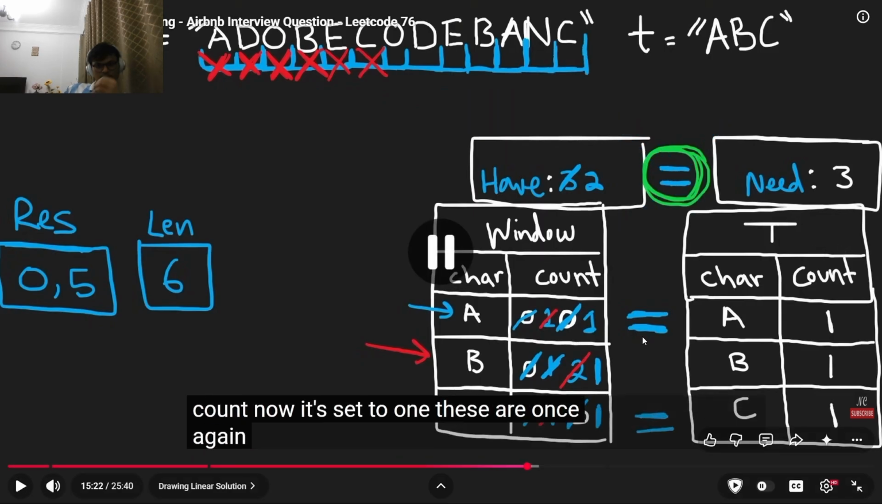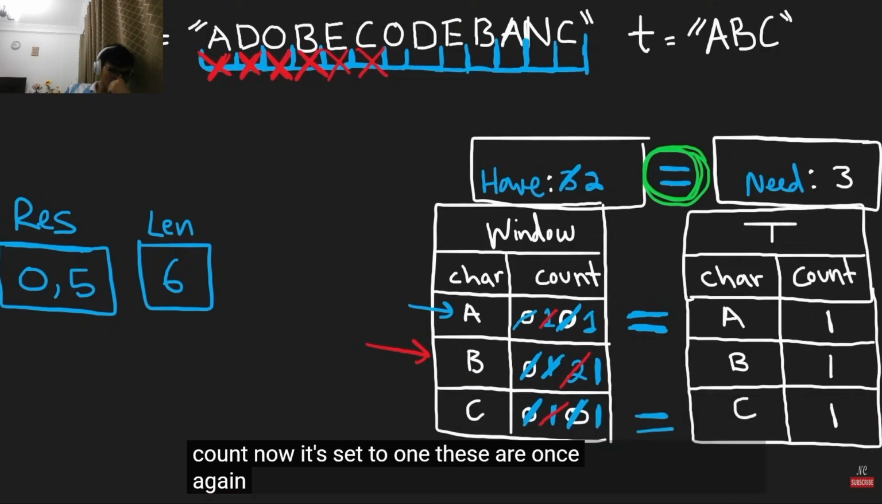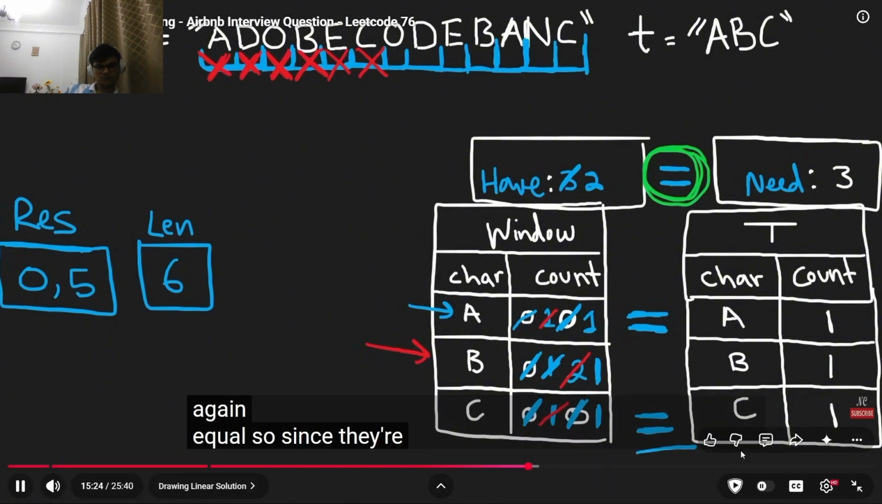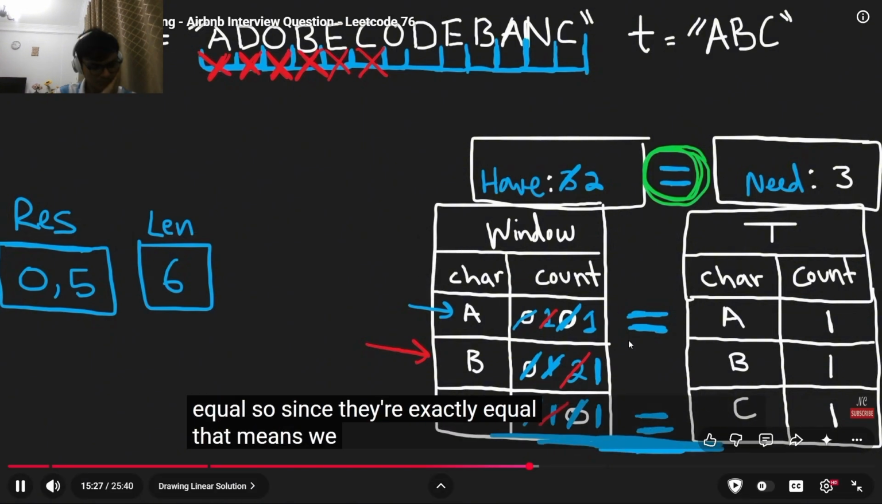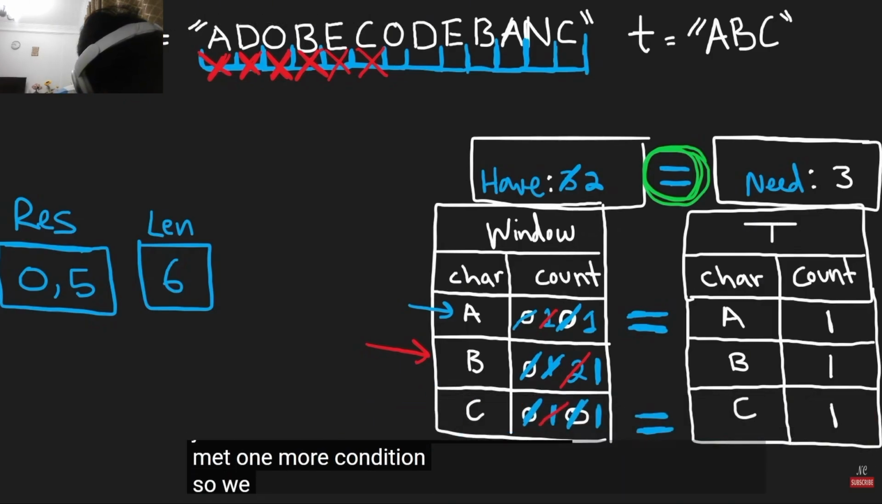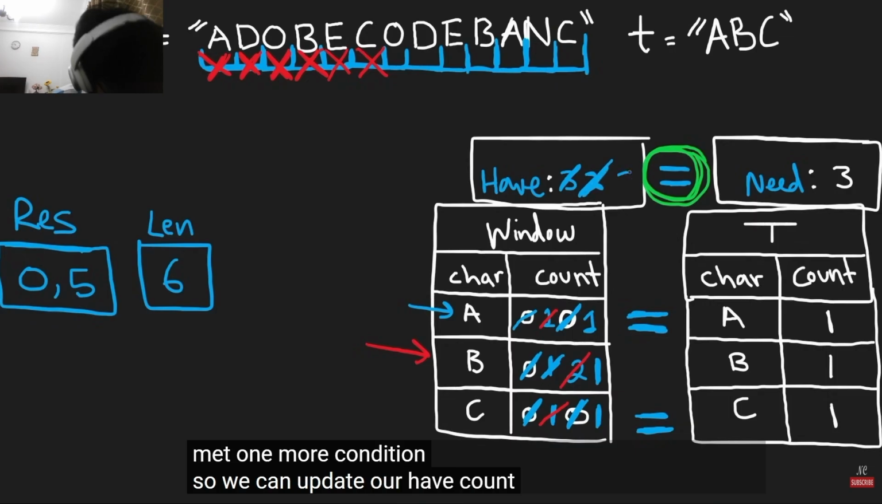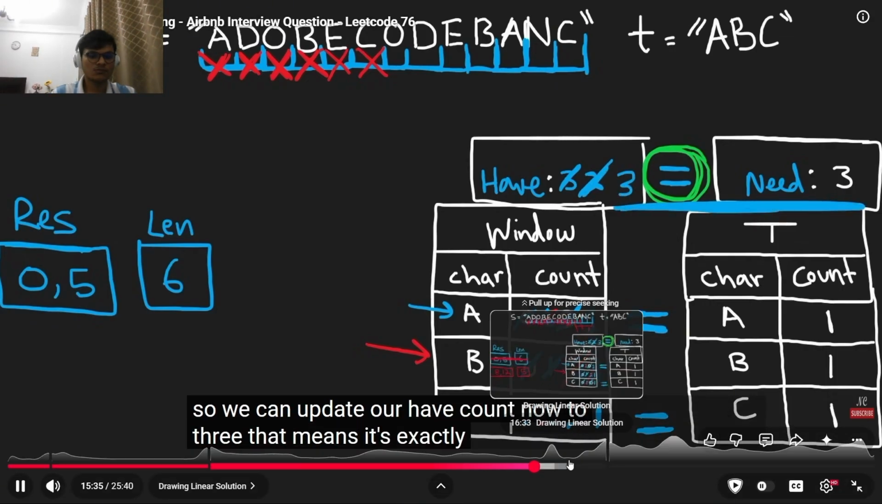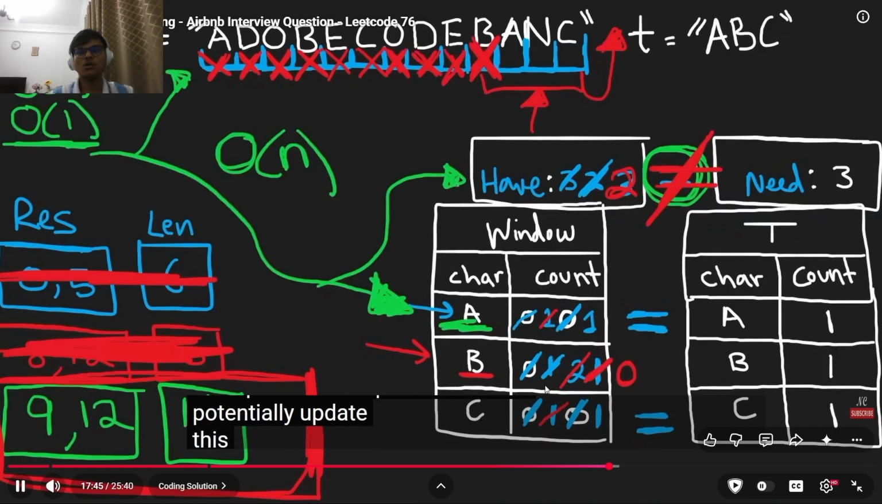These are once again equal. So since they're exactly equal, that means we just now have met the condition. So we met one more condition. So we can update our have count now to 3. That means it's exactly equal to this, right?